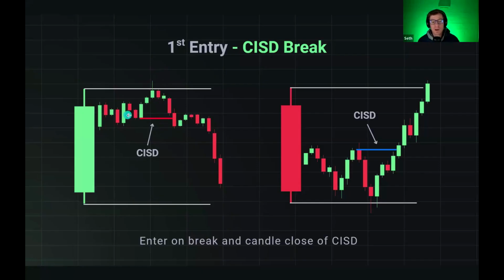So in this example, price comes, it sweeps out the high of the level, we get a CISD break, and then we can enter on the break. So that would be entry number one.